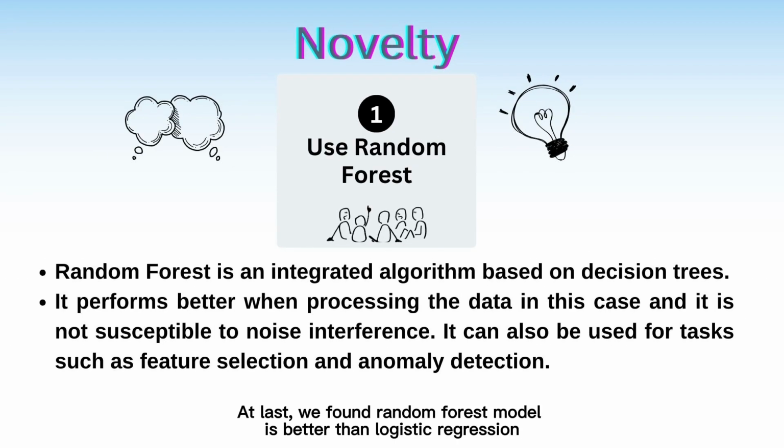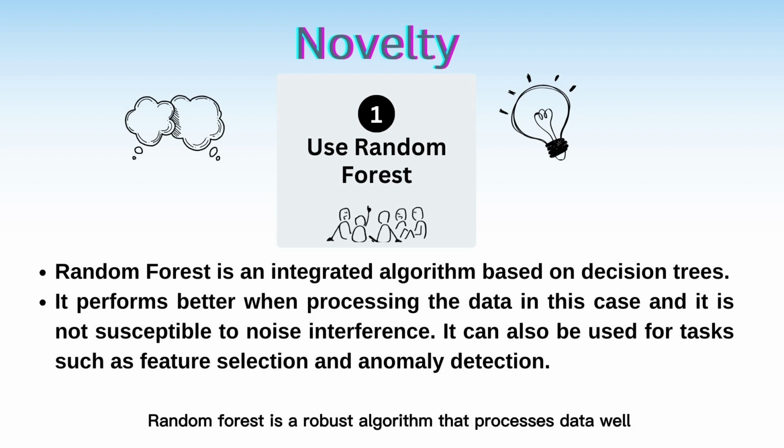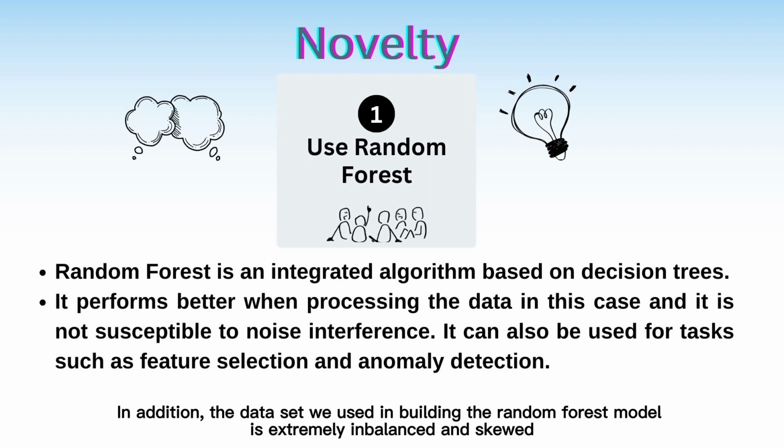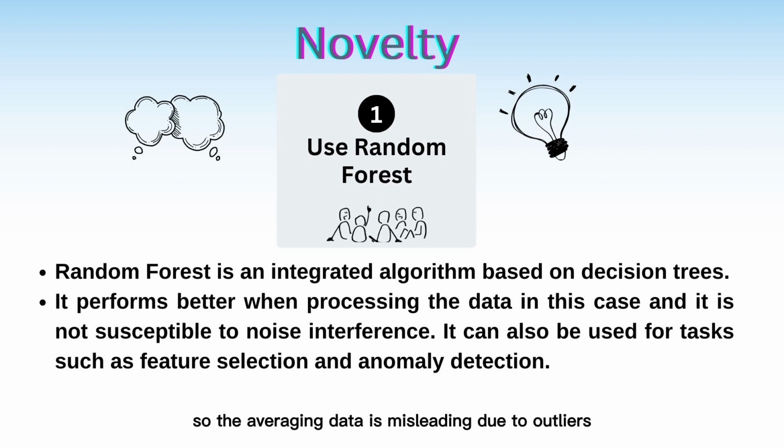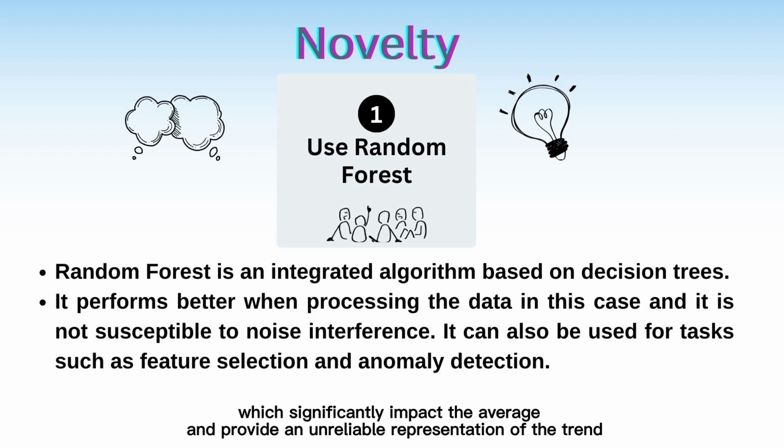At last, we found the random forest model is better than logistic regression. Random forest is a robust algorithm that processes data well and supports feature selection and anomaly detection. In addition, the dataset we used in building the random forest model is extremely imbalanced and skewed. So the average is misleading due to the outliers, which significantly impact the average and provide an unreliable representation of the trend.